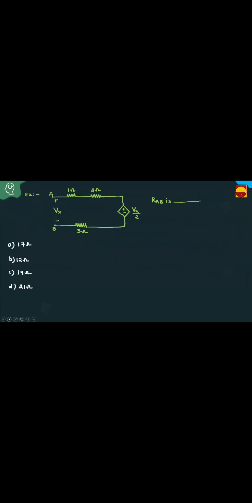For example, if the question asks you to calculate RAB, just by seeing the circuit, there is no independent source, meaning no active element here. There is a dependent source and resistors, so this is equivalent to a passive circuit only. Even though a dependent source is present, there is no independent source. That's the reason it is a passive circuit only. In this case, RAB, that is the equivalent resistance between A and B terminals, is equivalent to Thevenin's equivalent resistance.